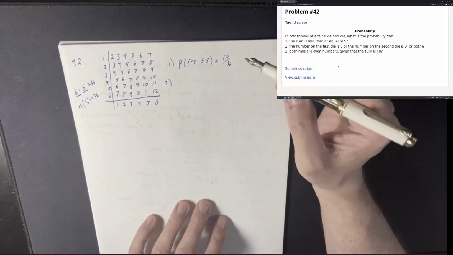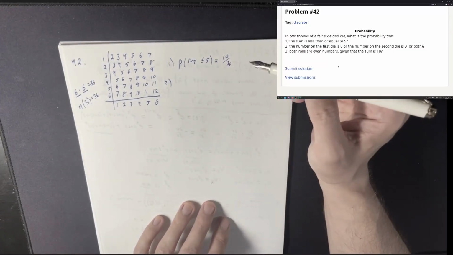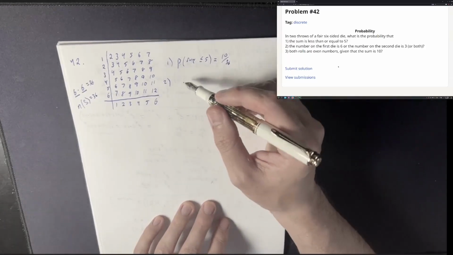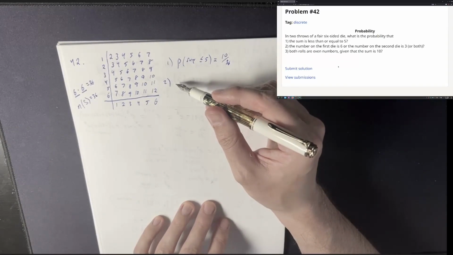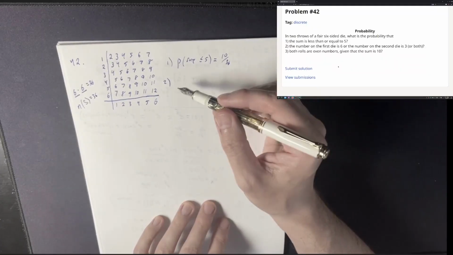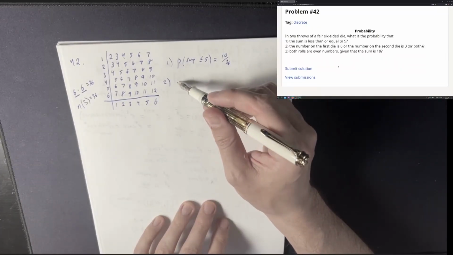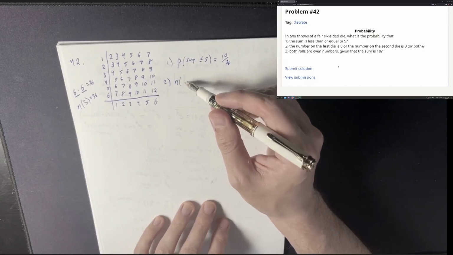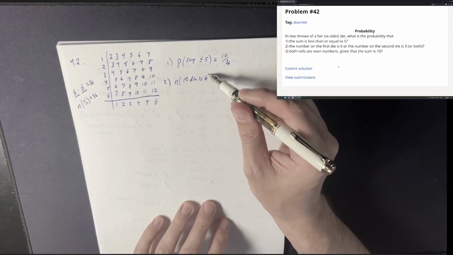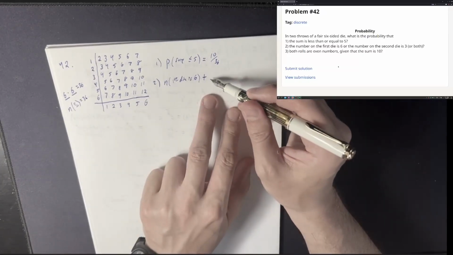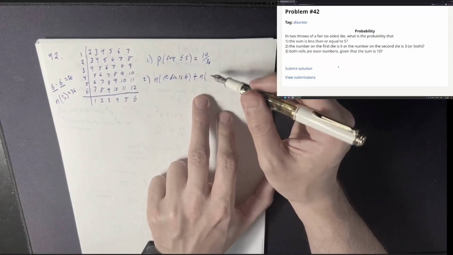Second question, if the number on the first die is a 6 or the number on the second die is a 3? You could make this, you were basically talking about a union. The number of ways that the first die is 6, or the number of ways that the second die is 3.